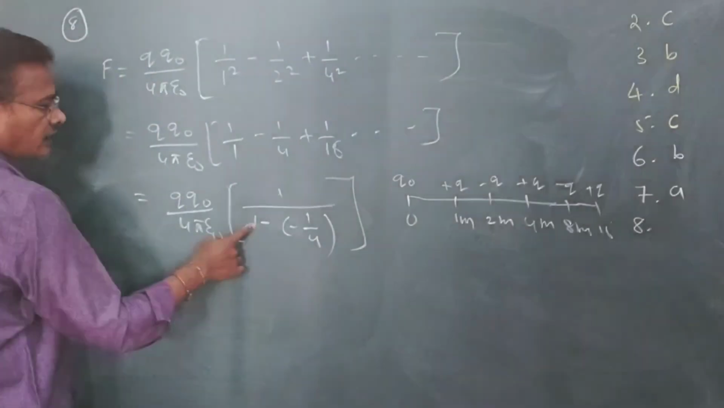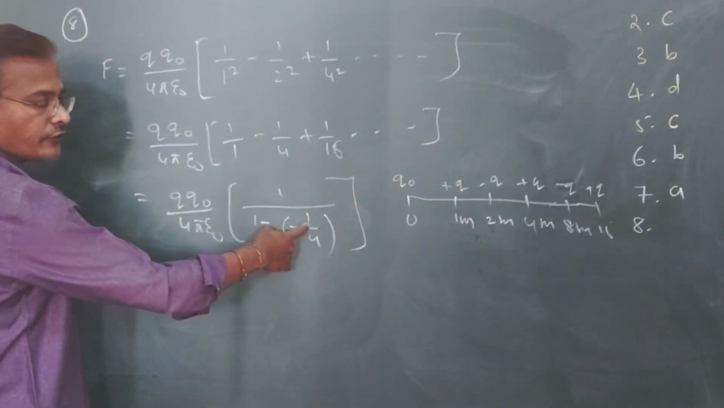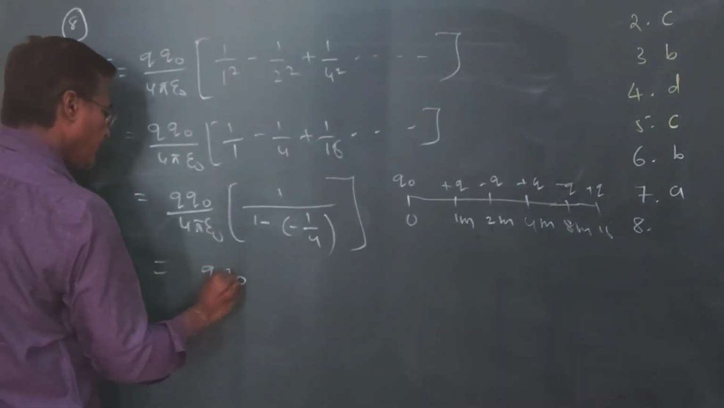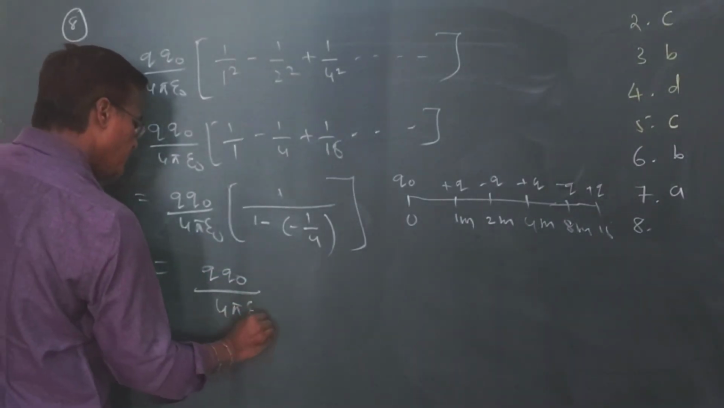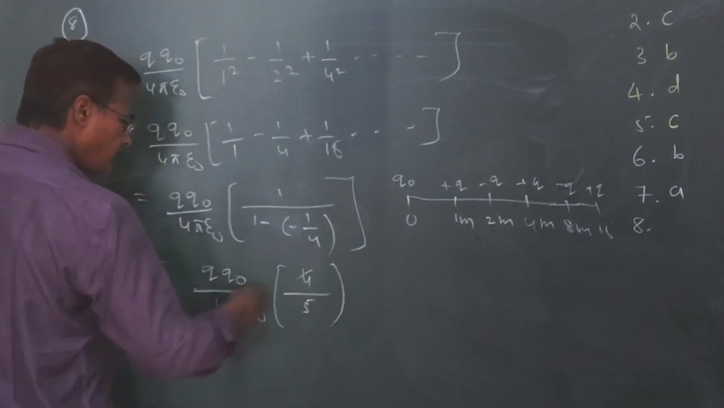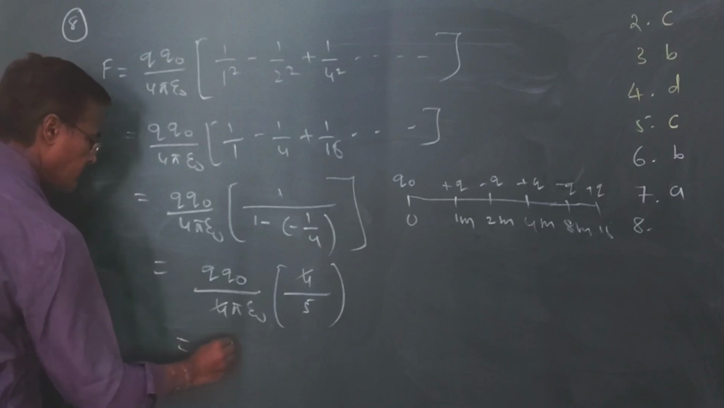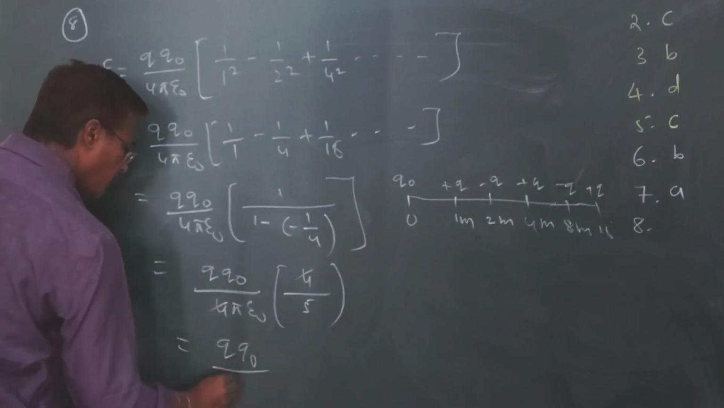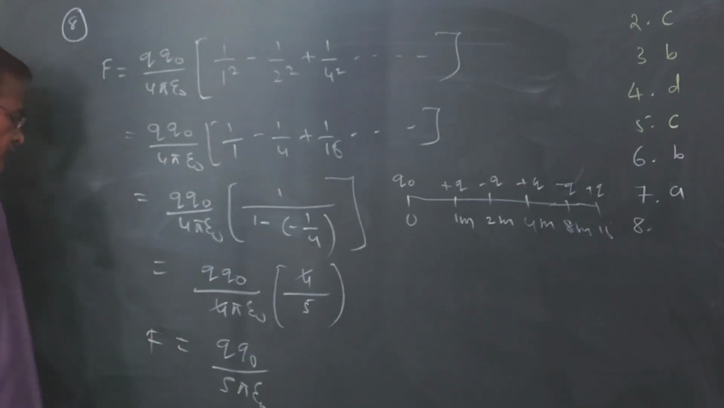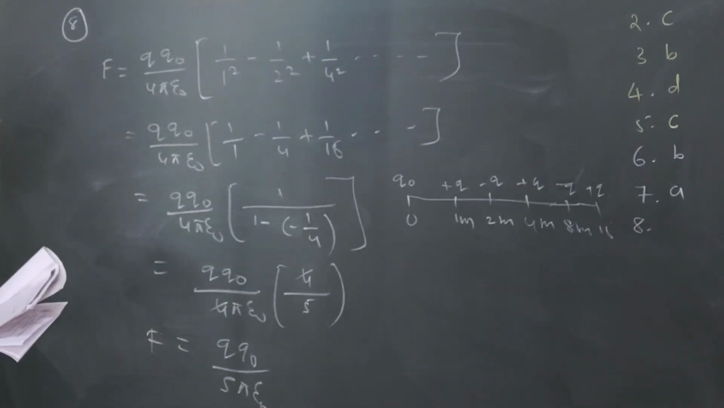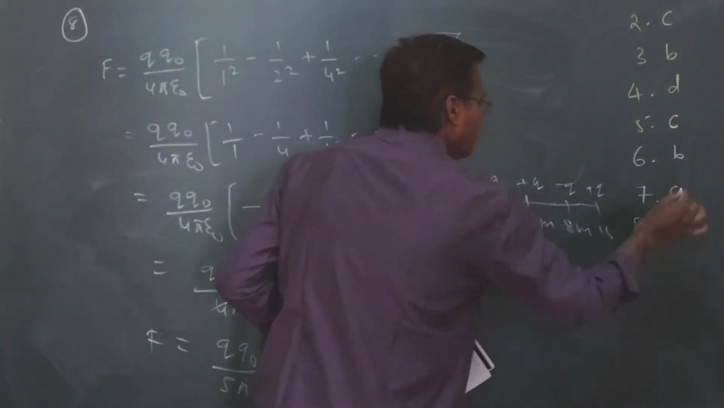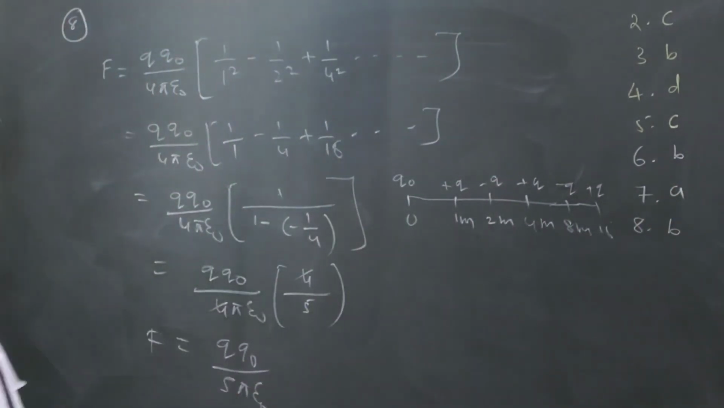So 4 plus 1 is 5, 5 by 4, the 4 gets cancelled. Then q q naught by 4 pi epsilon naught times 4 divided by 5. This 4 gets cancelled. The answer we are getting now is q q naught by 5 pi epsilon naught. This is F, the force experienced by that charge. So the 8th answer is B.